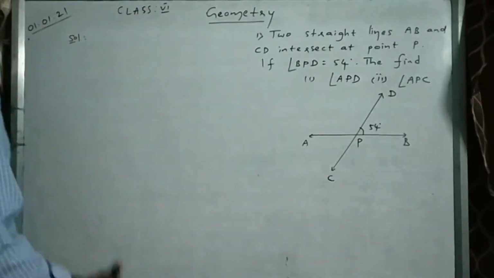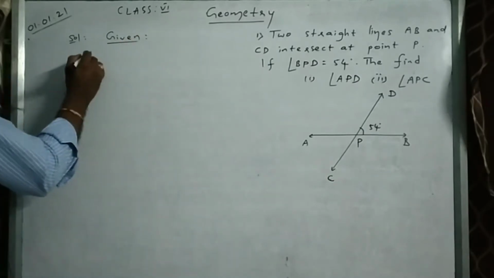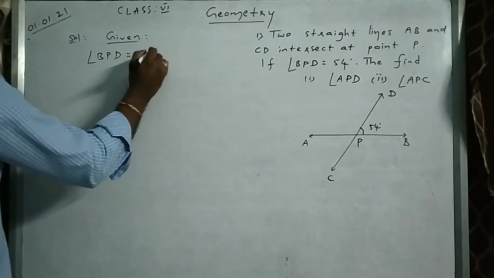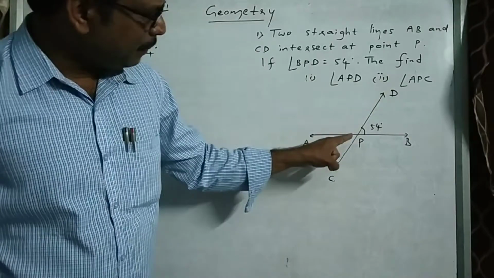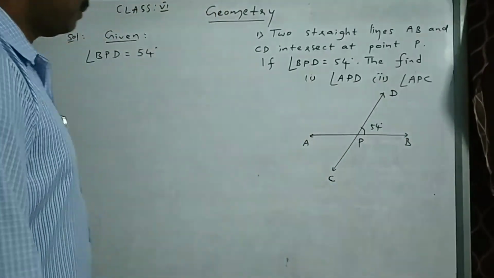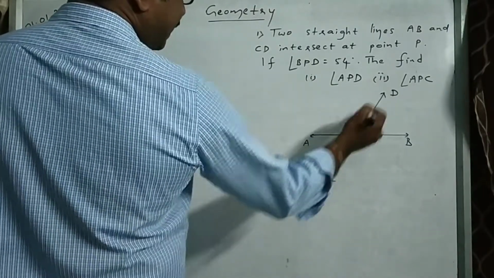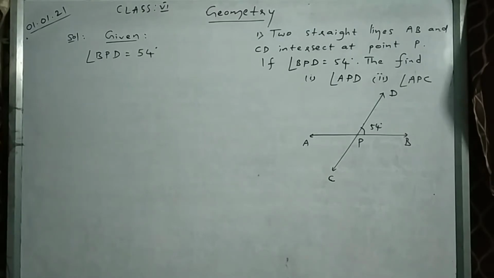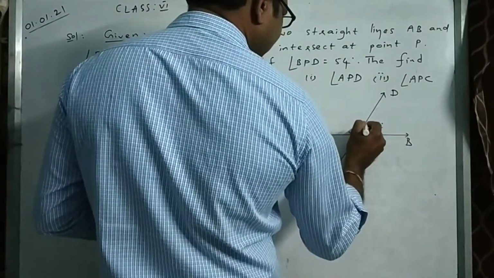So angle BPD is given. What is given here? Angle BPD is equal to how much? 54 degrees. Angle BPD or DPB also we can write, no problem. Then we have to find APD. Look here, that angle APD we should find. This one we should find.